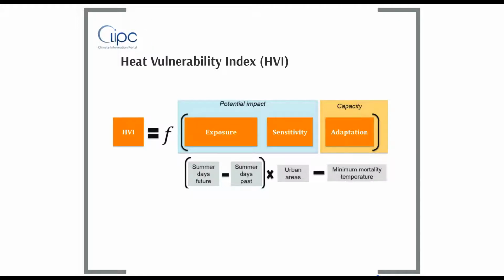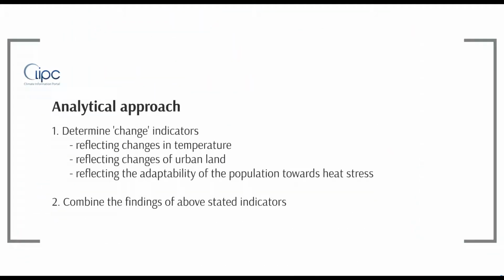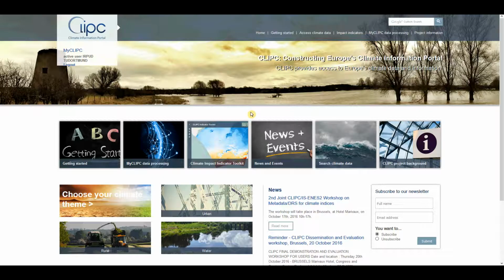She breaks her analysis into two steps. First, she needs to determine indicators of changes in temperature and urban area in Europe, as well as the current adaptability of population to heat stress. Second, she needs to combine the results of Step 1 to produce a Heat Vulnerability Index map for the Iberian Peninsula. So let's begin with the analysis by accessing the CLIPC combine function. Don't forget to log in because otherwise you will not be able to save your results.